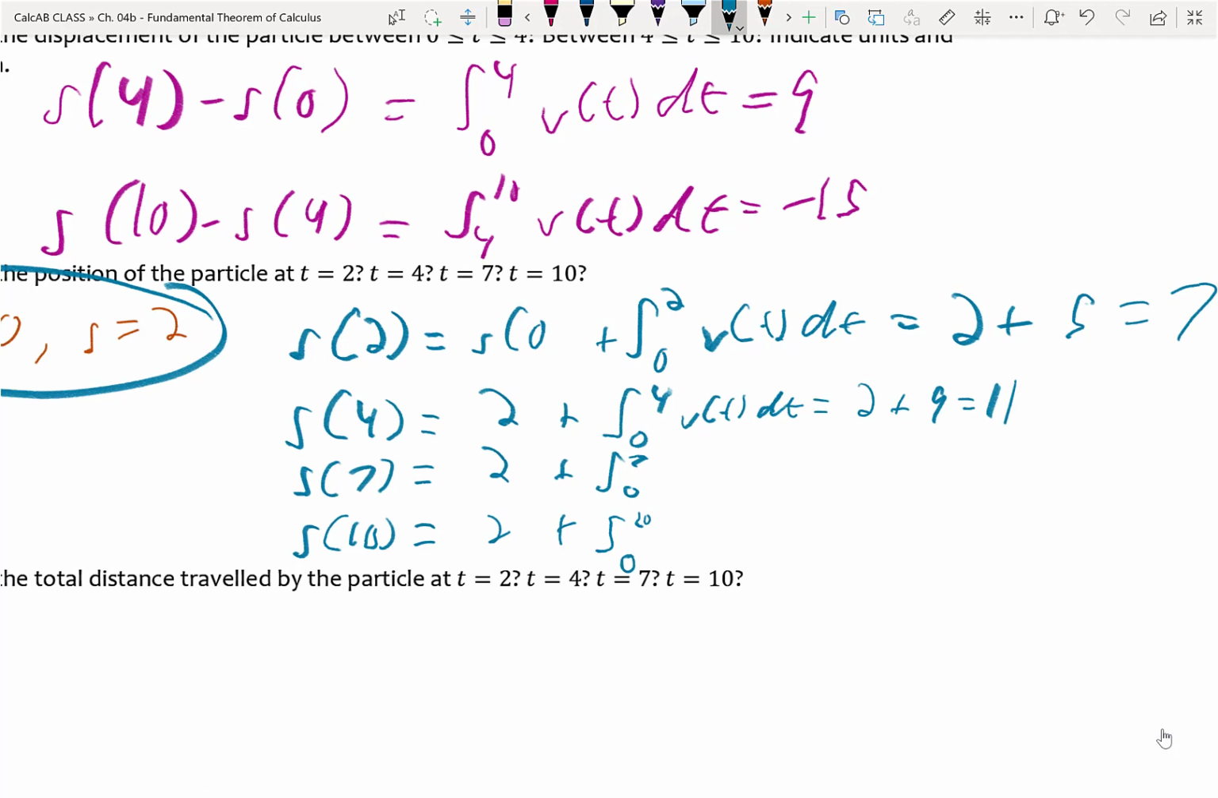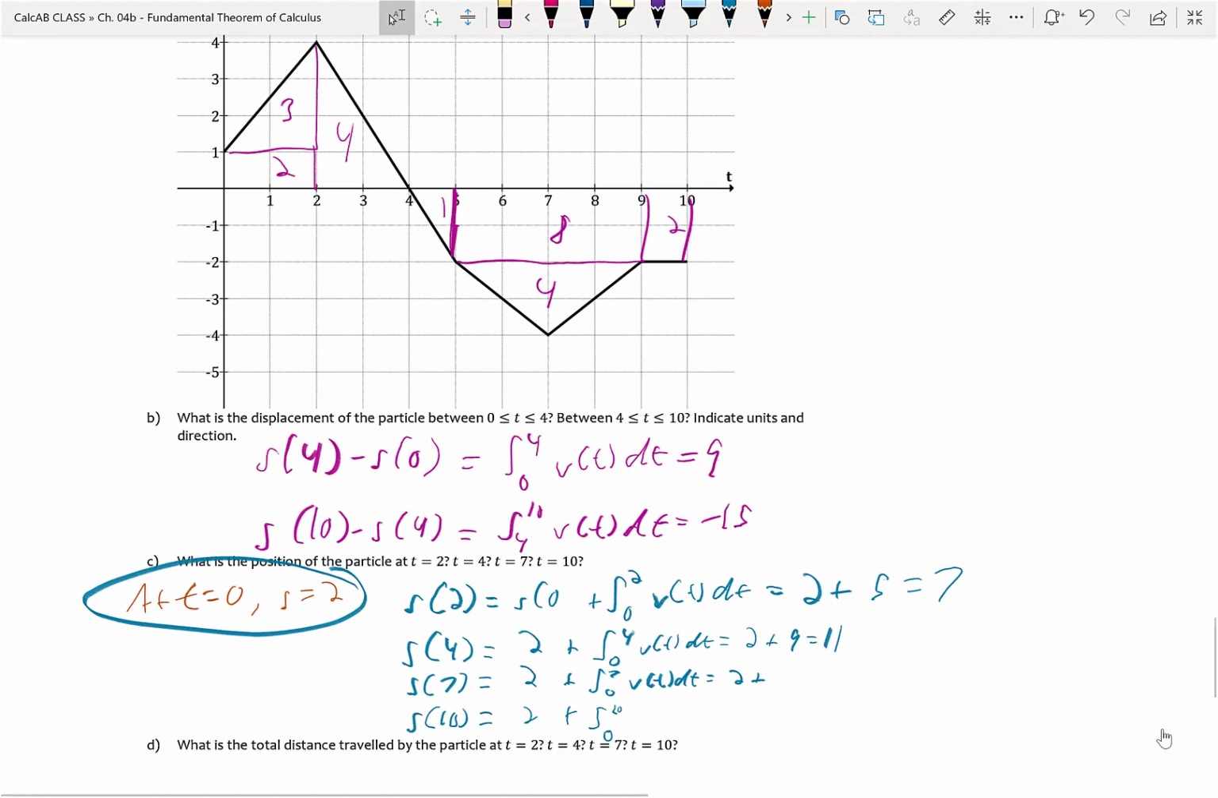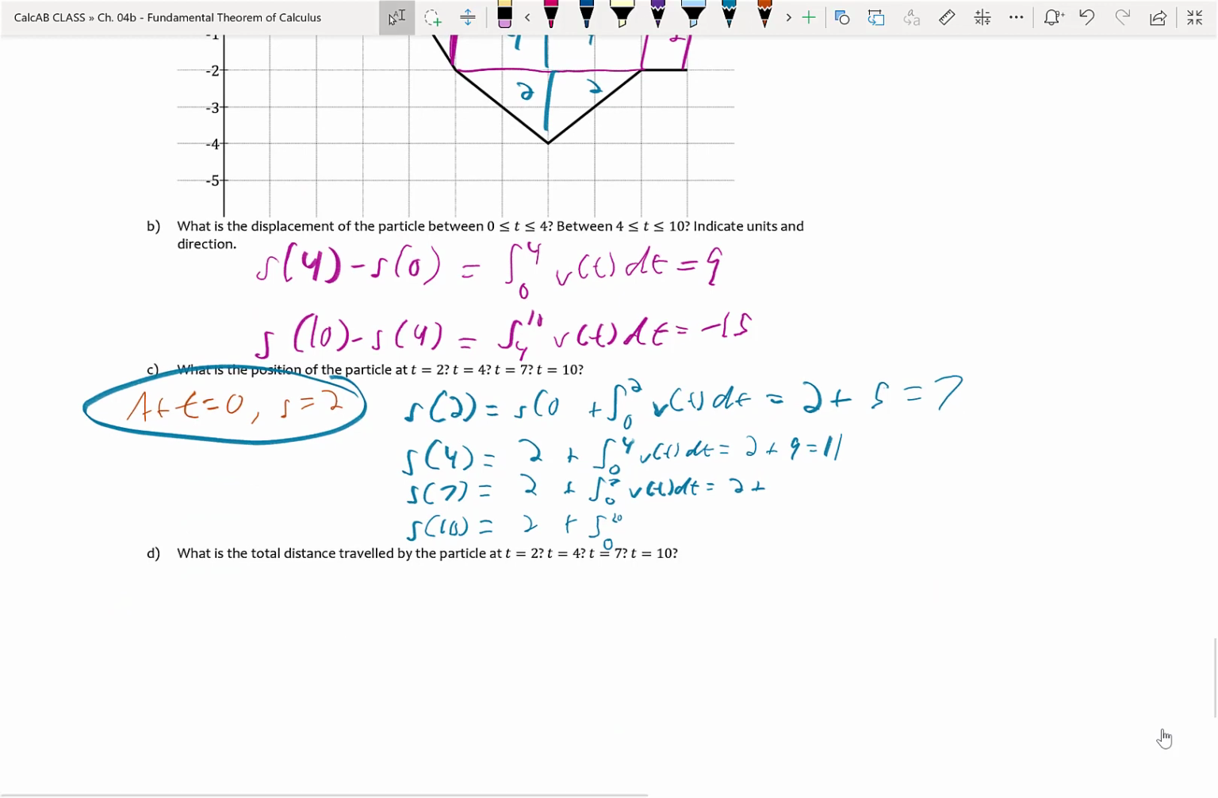Then we do 2 plus the integral from 0 to 7. I'm going to swing back up here and try to count these up. Let's split this up into 4, 4, 2, and 2. So this is 9, and then everything here is negative. So 9 minus 7, is that 2? And you get 4. And then the integral from 0 to 10 of v of t dt is 2 plus 9 minus 15, because we did the two pieces already, and that's negative 4.